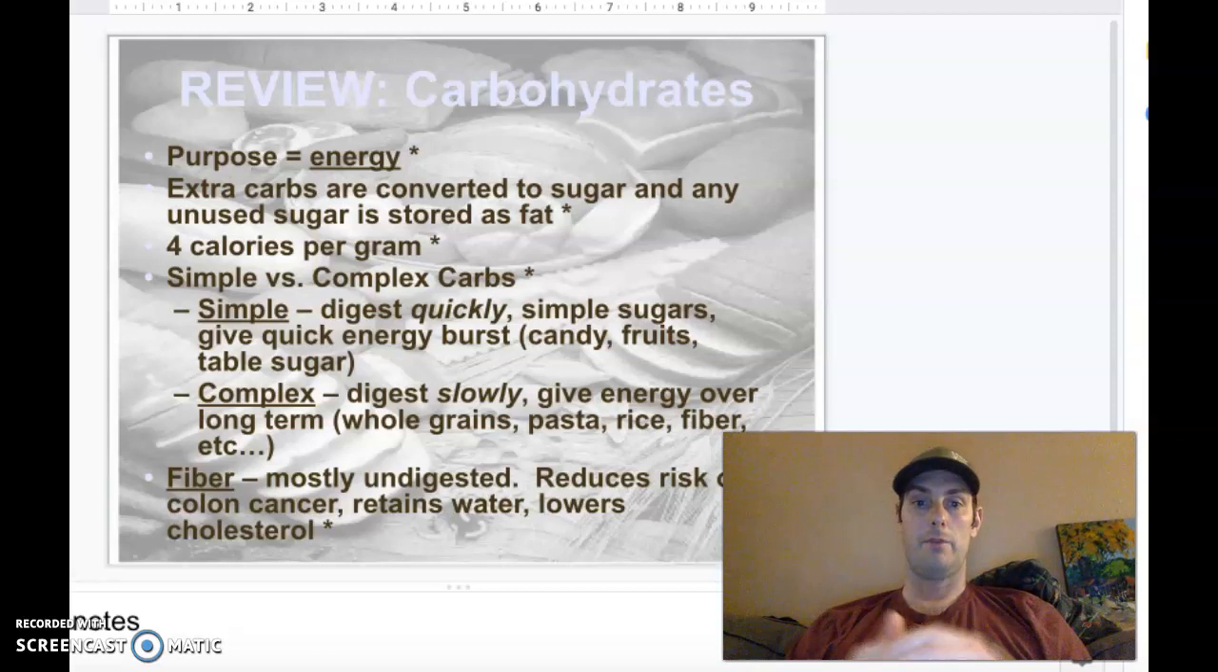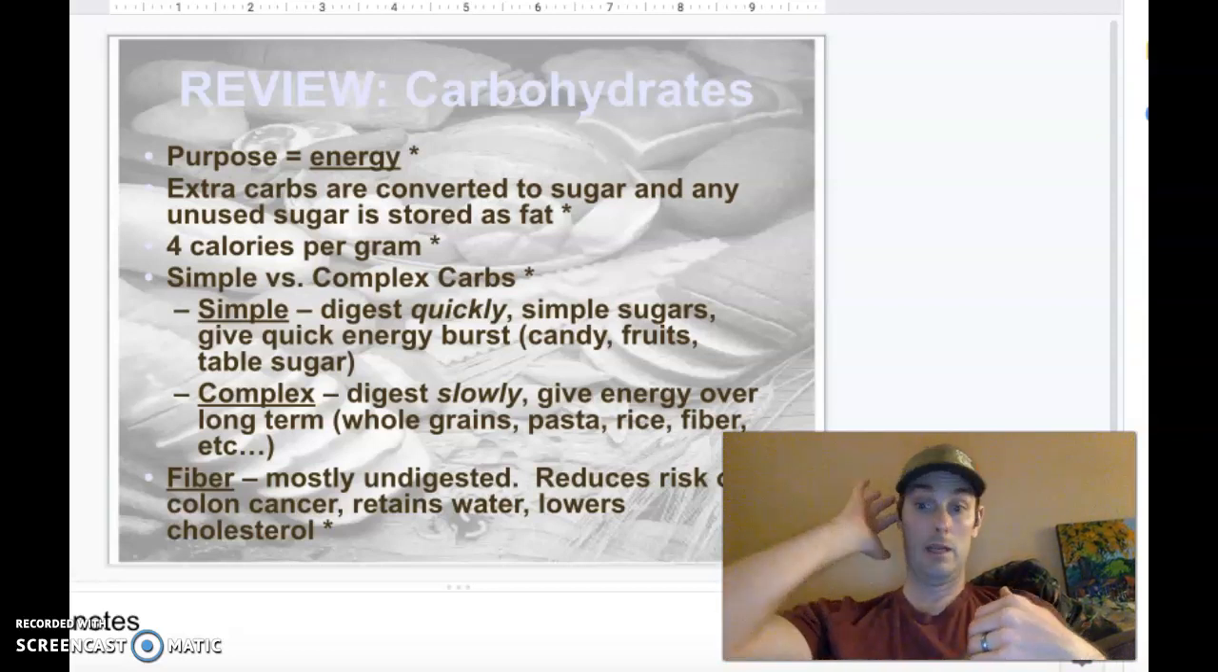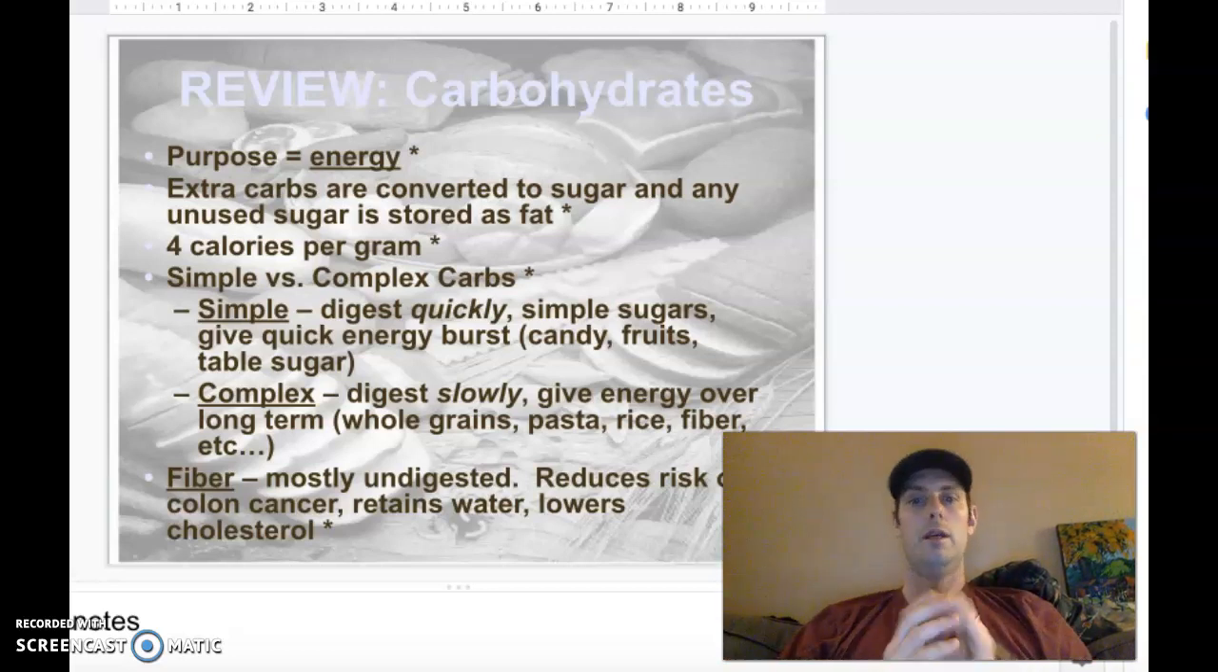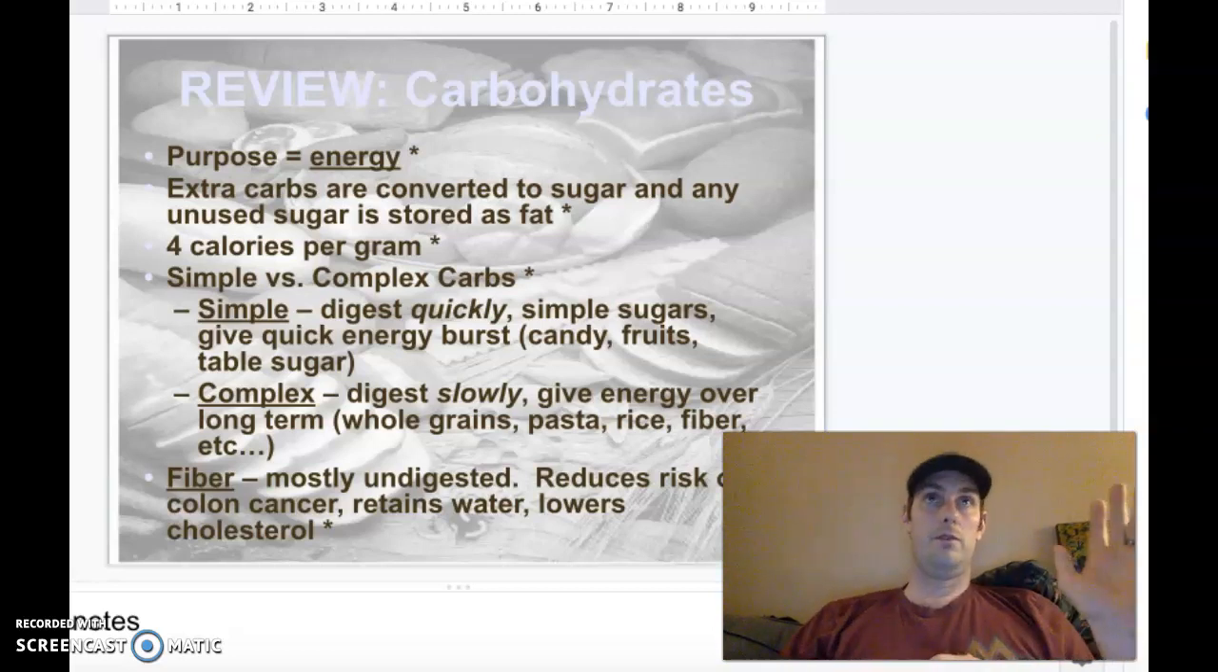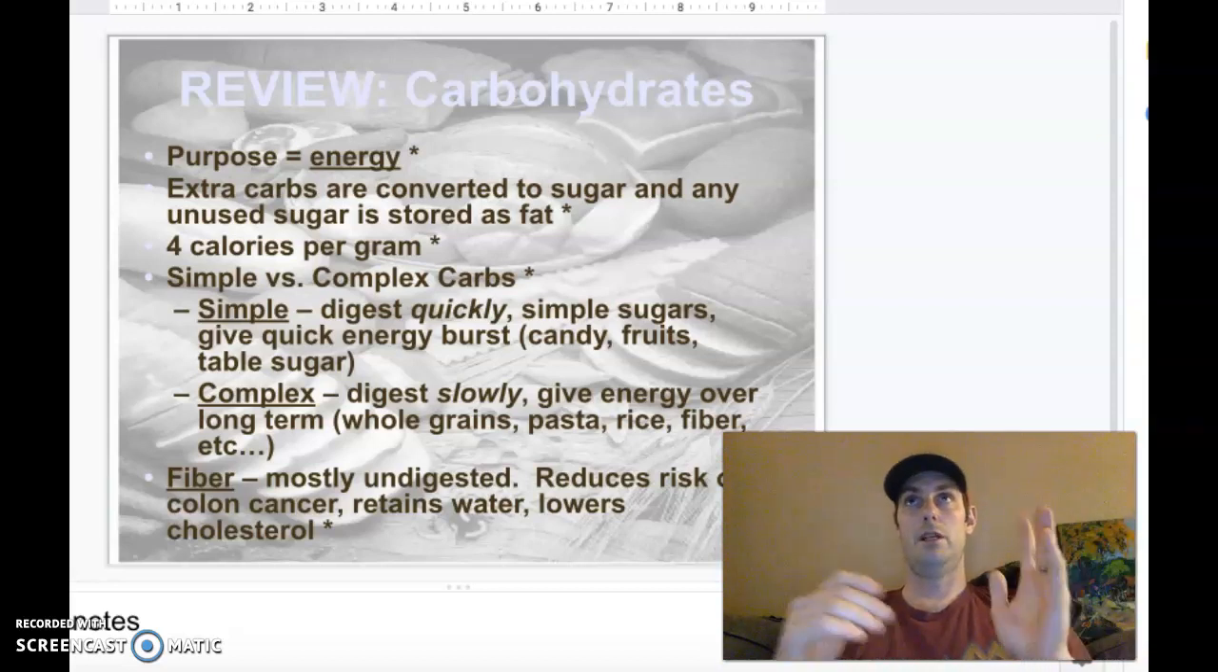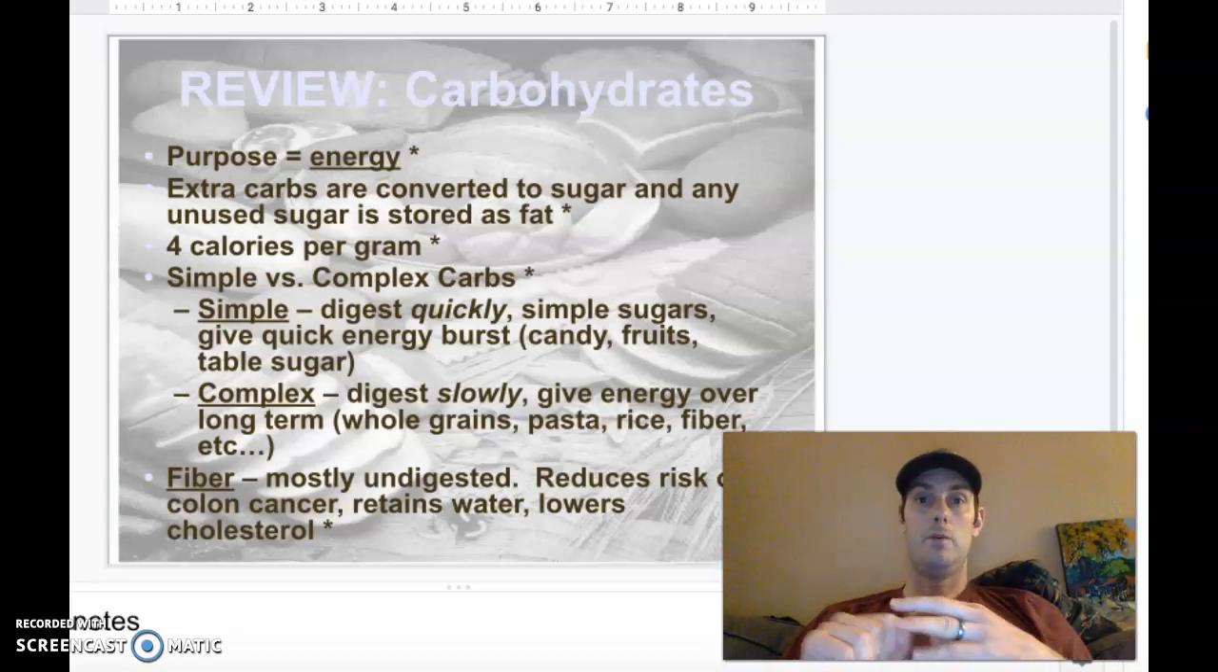Okay, and they provide long-term energy. So that would be good if you were going to run a marathon to make sure that you have complex carbohydrates in there. Okay, and if you were running a marathon, you may also want short bursts of energy along the race.